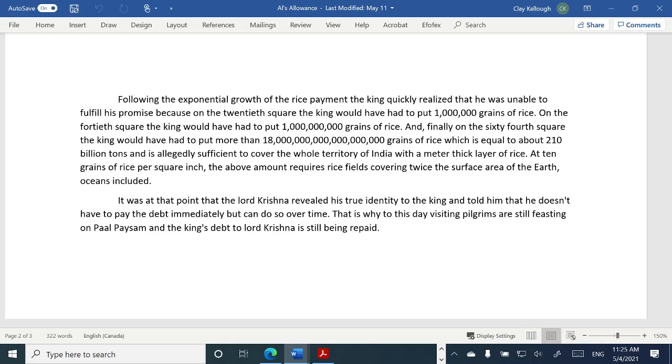And apparently this led to the tradition of visiting pilgrims still feasting on palpatine, which apparently is like a rice pudding kind of dish, I'm told. And that is the king's debt to Lord Krishna still being repaid. So I always like that story. I think it's a cute little story.